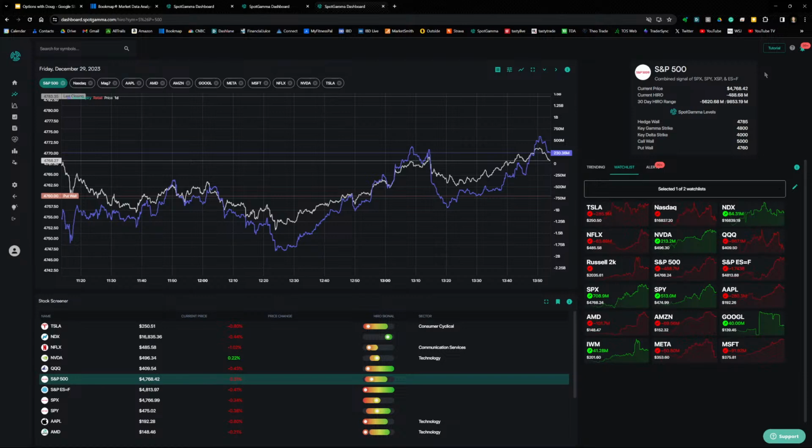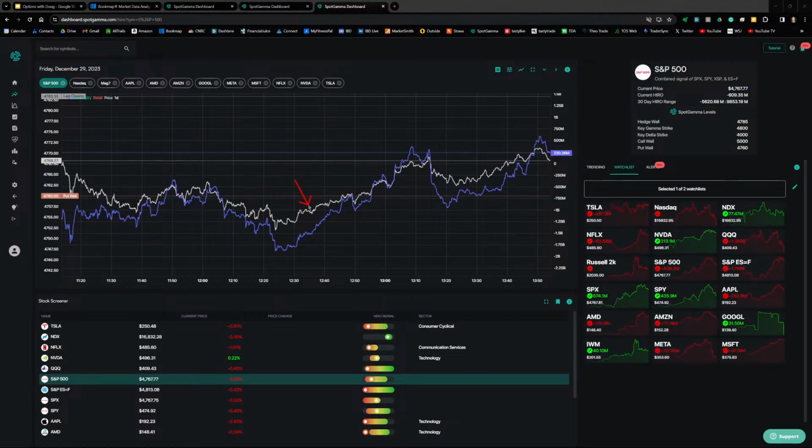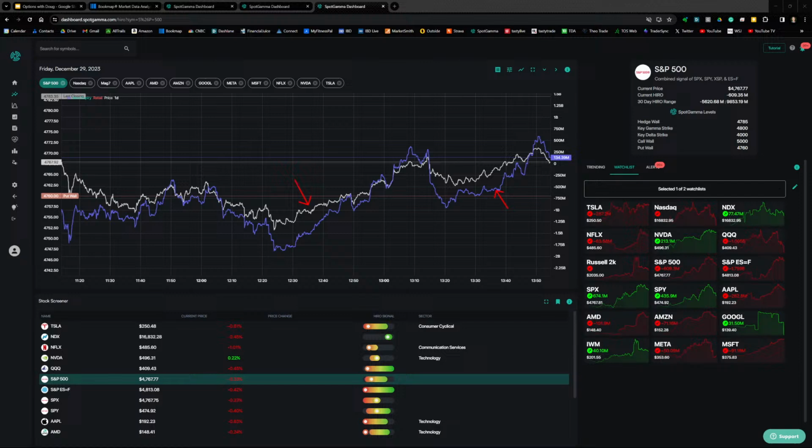So again, this is hedging impact real-time options. The white line is showing price for SPX, and then the purple line is the hero signal, and that's showing options trades and market maker hedging activity for a combined signal of SPX, SPY, XSP, and ES futures, all into one combined signal. SpotGamma does provide separate signals, and I like to look at the combined signal. This gives me the most information anytime I'm trading the S&P 500.